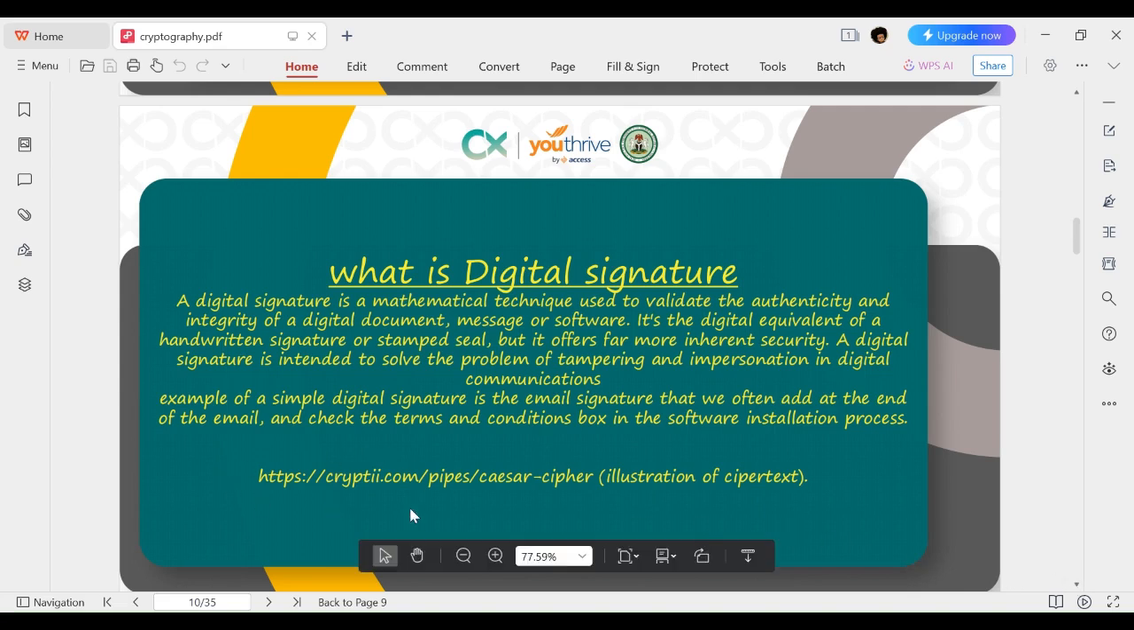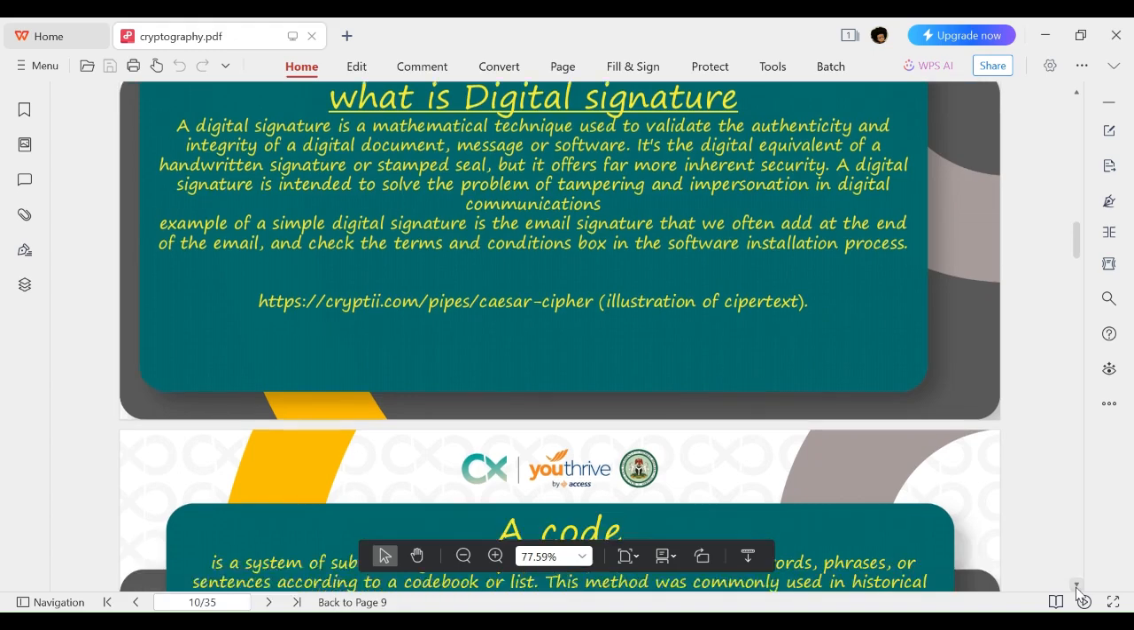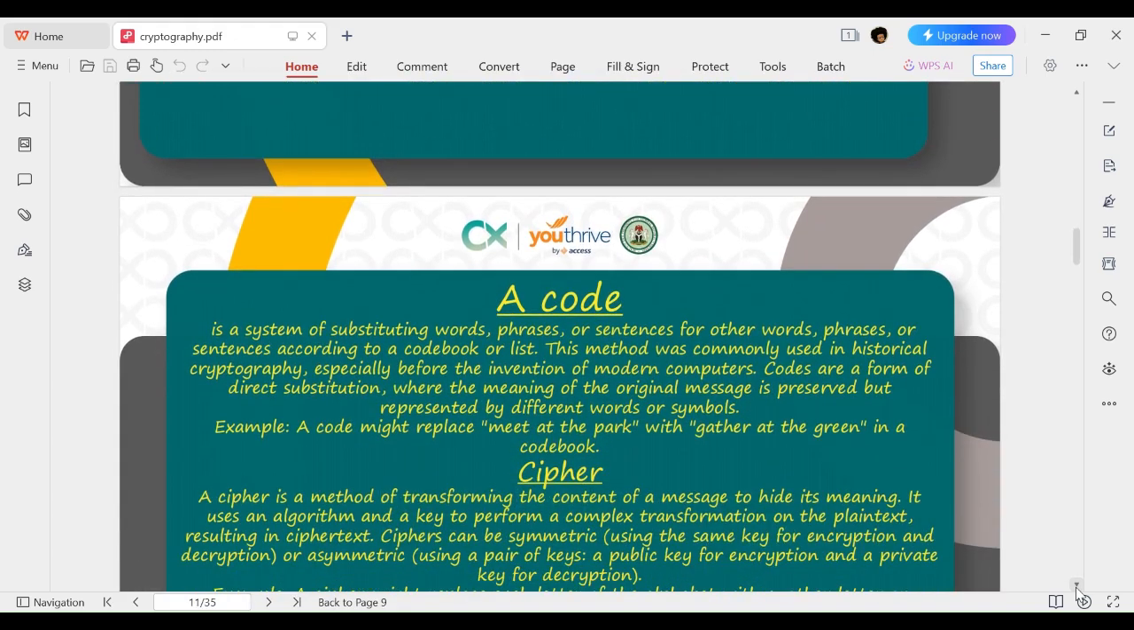During our class, we'll carry out a class exercise on how to change normal words. We'll be using this website to change a particular word to a cipher text. So, what is a code?